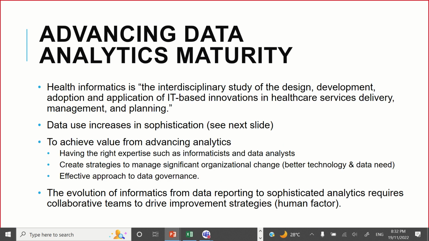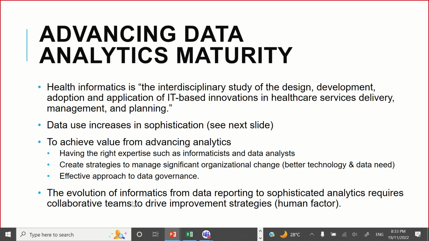And I'm sorry, I forgot there was one point, or two points, that I did not cover here. Here it says to achieve the value from advancing analytics, you need to have the right expertise, such as an informatics team and data analysts. You need to create strategies to manage significant organizational change. So when people see data, they will start asking for better technology, and the desire for having more and more data will increase, and you need to have strategies to manage those changes. And then you need to have an effective approach to data governance, and we will talk about data governance in more detail in the upcoming slides.